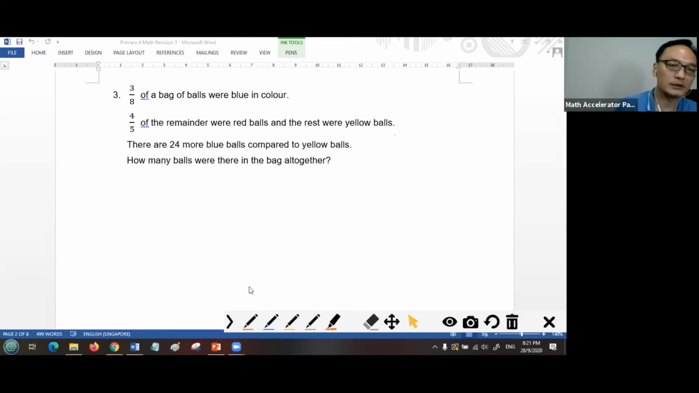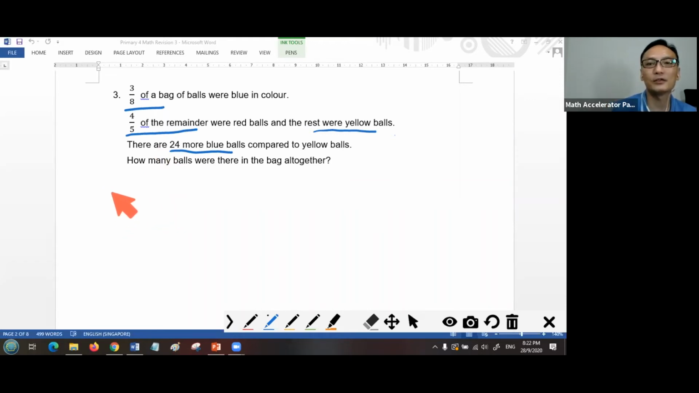As you know, the next step after reading is to underline some of the important information like this, right? This will give you an indication of how many units you need to draw for this question. Next, there is a remainder over here. 4/5 of the remainder were red and the rest were yellow. The last piece of information tells us that there are 24 more blue balls compared to yellow balls. So can you tell me, after reading, how many units must I draw first?